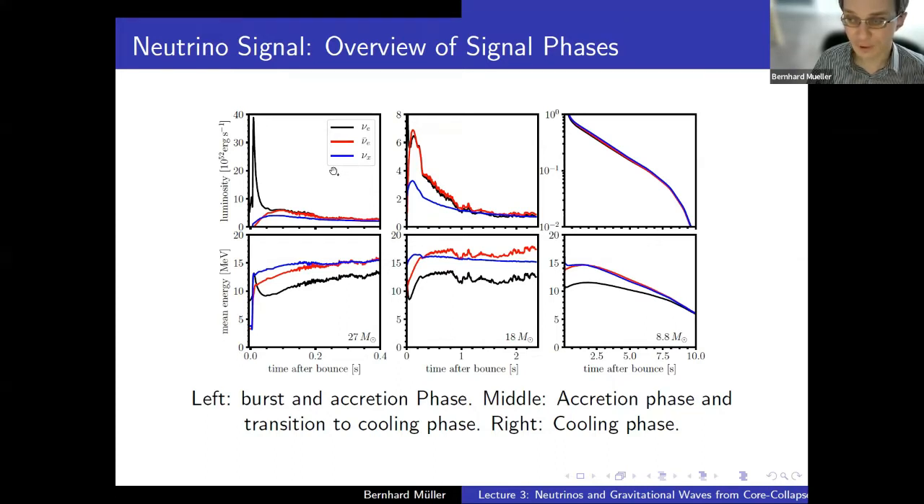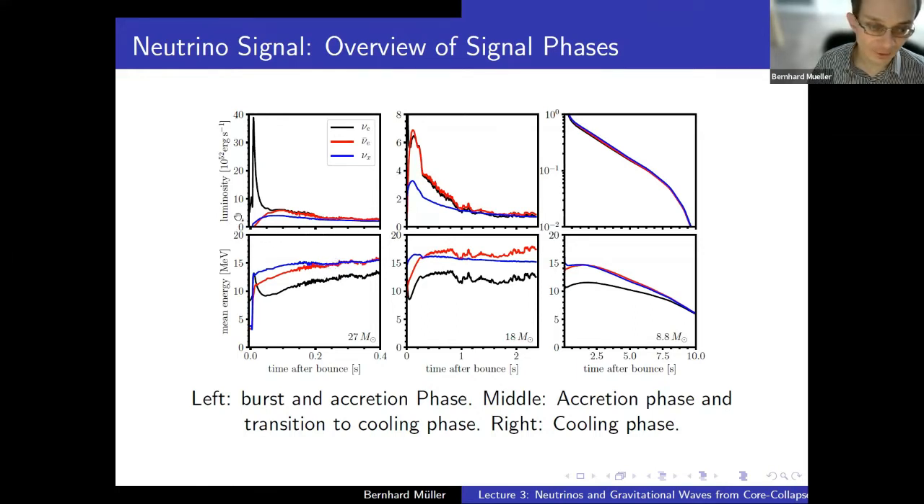But to 0th order, the heavy flavor neutrinos, nu mu, nu tau, and their antiparticles are coming out with very similar luminosities and mean energies. The mean energies of the neutrinos as a function of time for different phases are plotted here in the bottom row. There's one phase that I've lumped in together here. So this is the bounce in the early accretion phase on the left.